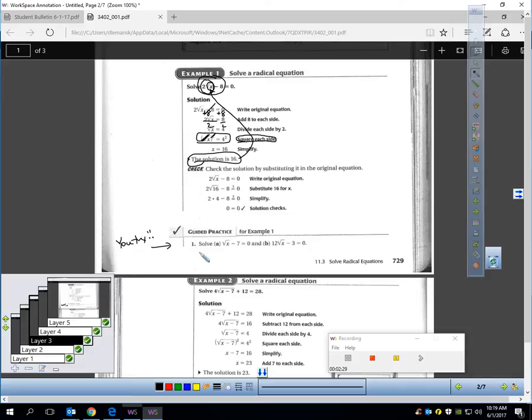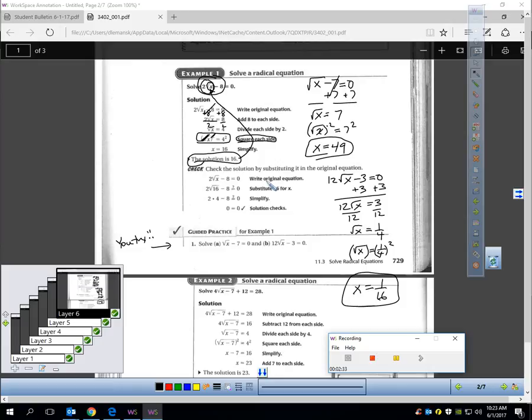Why don't you pause the video and try these two? Okay, we're back. So for this question here, I wrote my work here. We would have to add 7 to each side real quick, which gives me square root of x equals 7. I would then need to square each side to get rid of the square root, and x would equal 49.